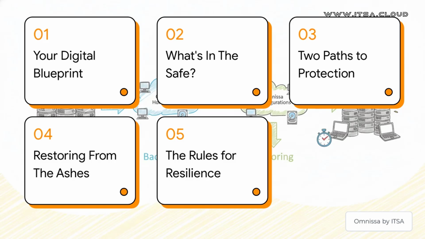Okay, so here's our game plan. We'll start with what we're actually protecting. We'll call it your digital blueprint. Then we'll peek inside and see what's in the safe. After that, we'll look at the two paths to protection, figure out how to restore from the ashes, and wrap it all up with the rules for resilience.